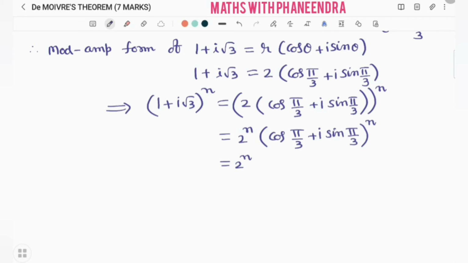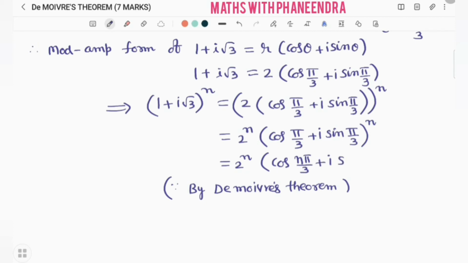By using de Moivre's theorem, this can be expressed as cos, the power is there now, n into pi by 3 plus i into sin n into pi by 3. So this is the value of 1 plus i root 3 whole power n.